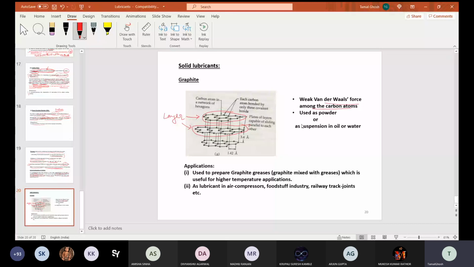Sir, in the semi-solid example of greases, graphite was also there. In solid also it is there, sir. I'll tell you why it is coming here. Just wait a few minutes.